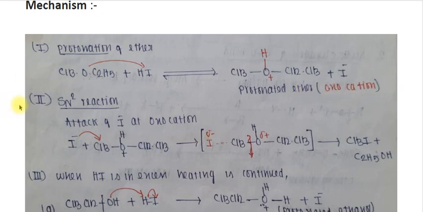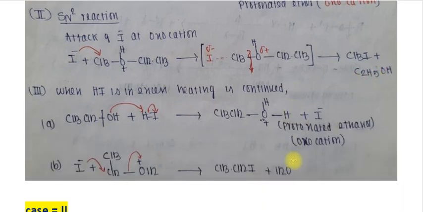The second step is the SN2 attack of the nucleophile. The I minus attacks the oxocation that is formed in the first step, forming an intermediate, and at last forming the products CH3I plus C2H5OH. What will happen if excess HI is used?